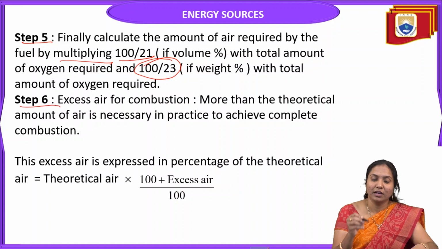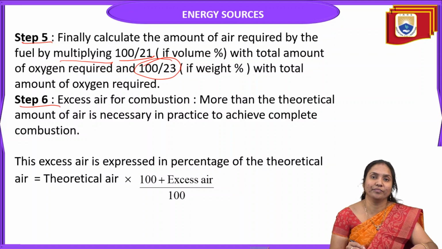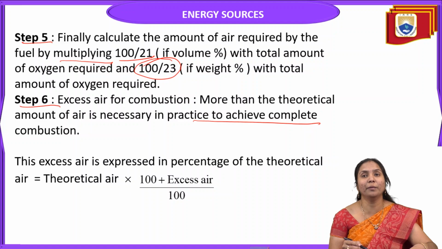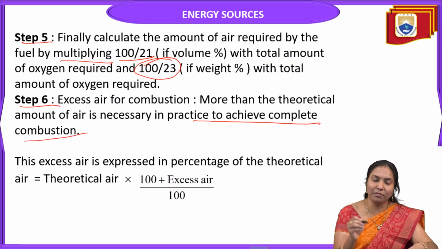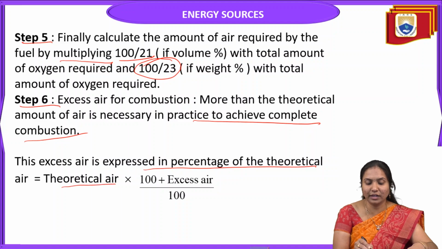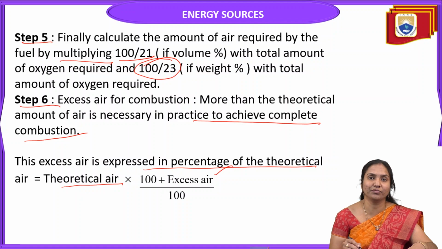Next, step 6: excess air for combustion. More than the theoretical amount of air is necessary in practice to achieve complete combustion. The excess air is expressed as a percentage of theoretical air. So it equals theoretical air into 100 plus excess air by 100. We are using this formula.